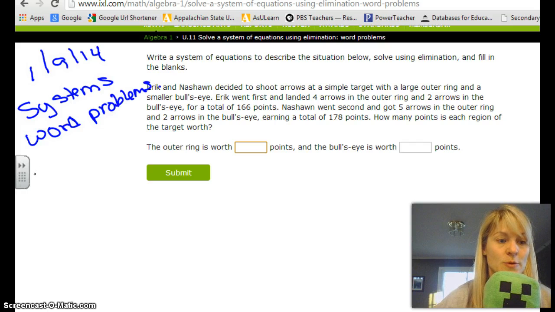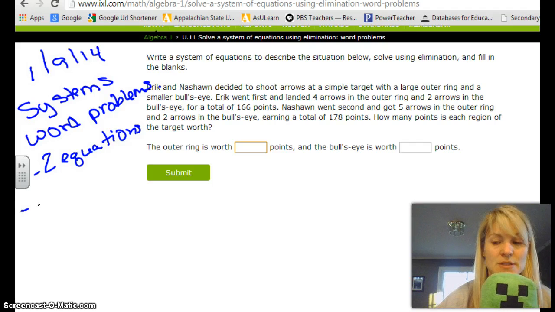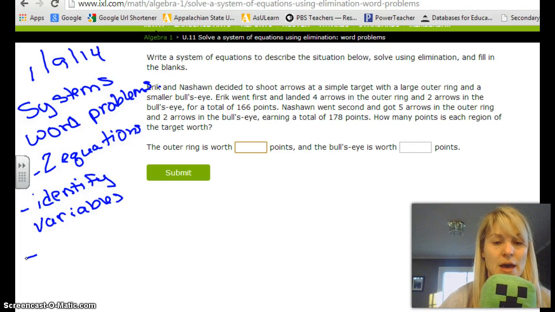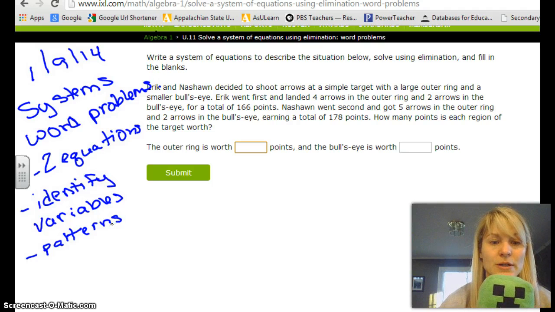Okay, so a couple quick notes. We're always looking to make two equations with our systems of equations word problems. And the very first thing we want to do is identify, or define, the variables. So that's the first thing. And then normally, these are going to be elimination type problems, but you should be able to find a pattern between the two equations. Usually there's some sort of cost and product or something like that. So let's look at an example.